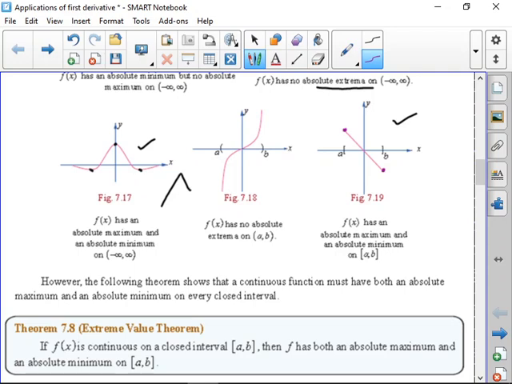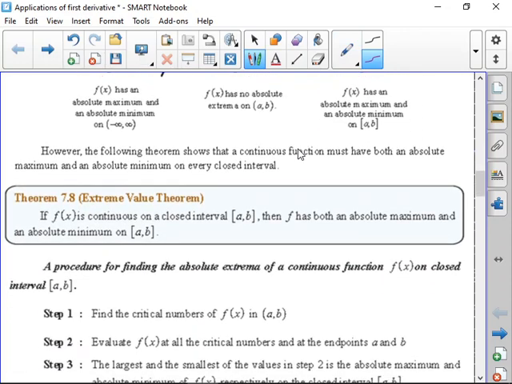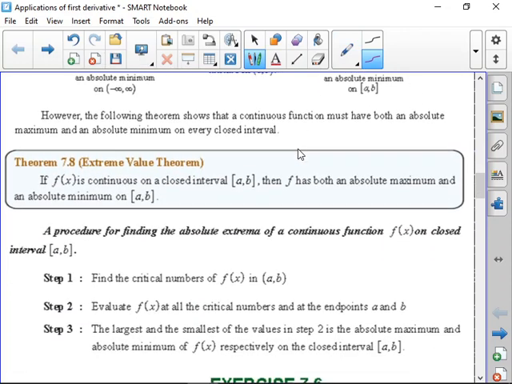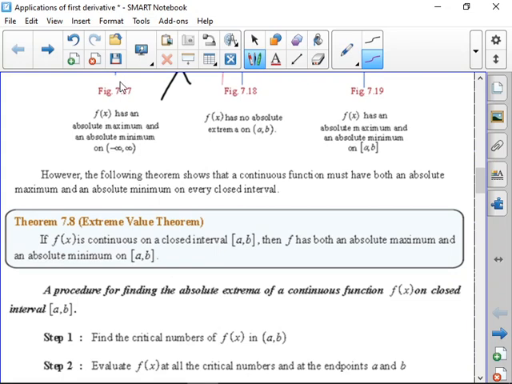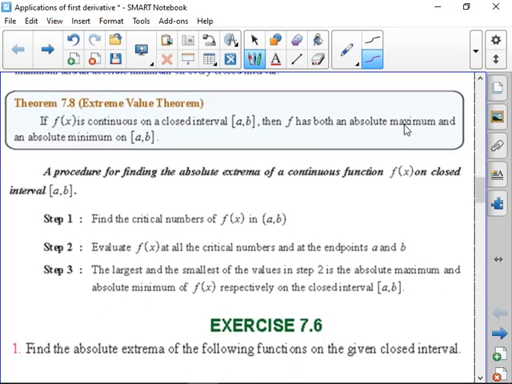Okay, now the following theorem shows that a continuous function must have both an absolute maximum and absolute minimum on every closed interval. So அதுதான் the last diagram. Okay, closed interval a comma b, absolute maximum இருக்குது, minimum இருக்குது. So this theorem tells us that.